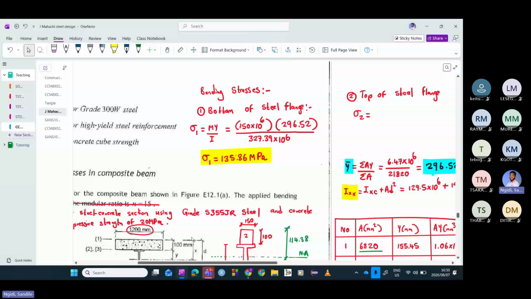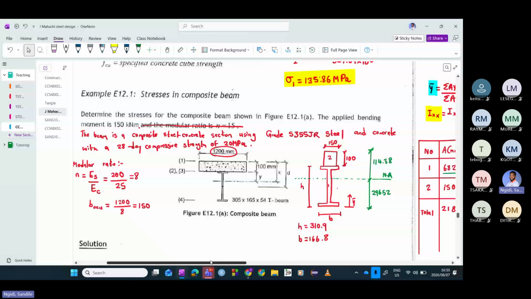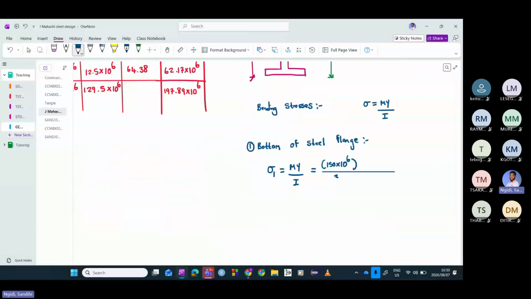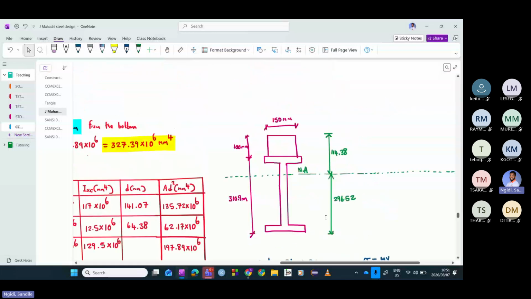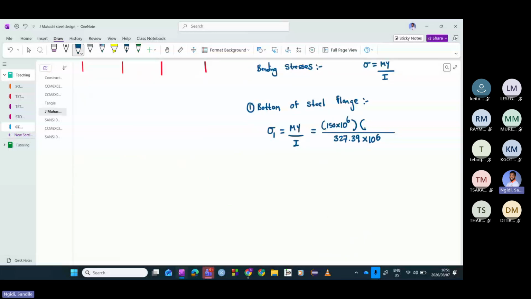And then we divide by the value of I. The value of I, we calculated to be 327.39 times 10 to the power of 6. And then we multiply that with y.